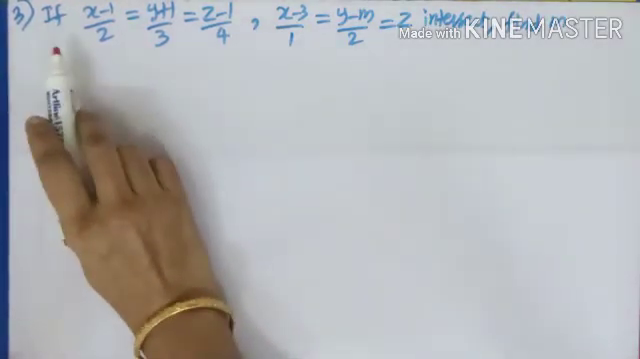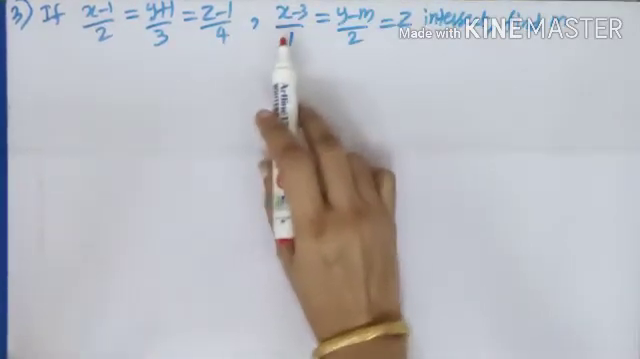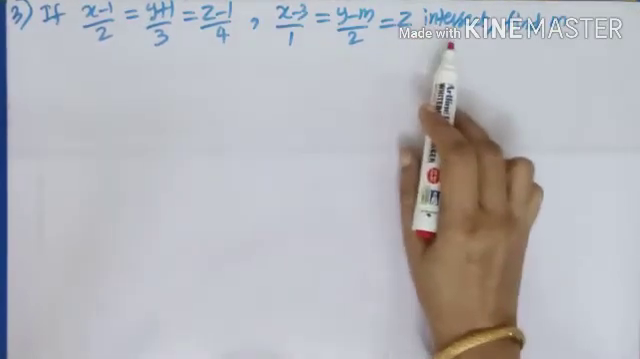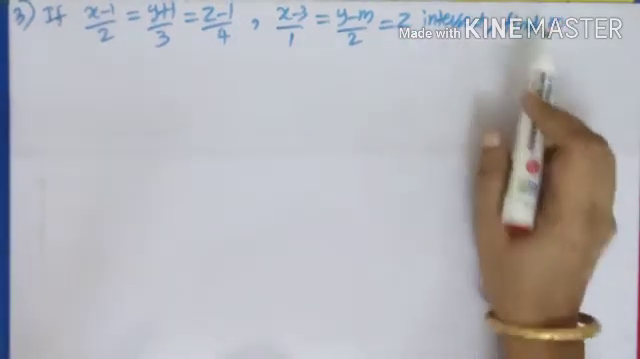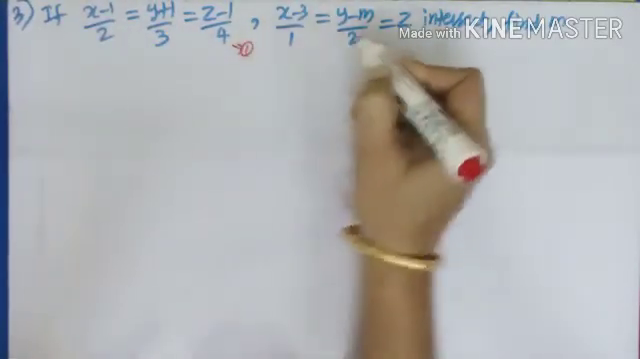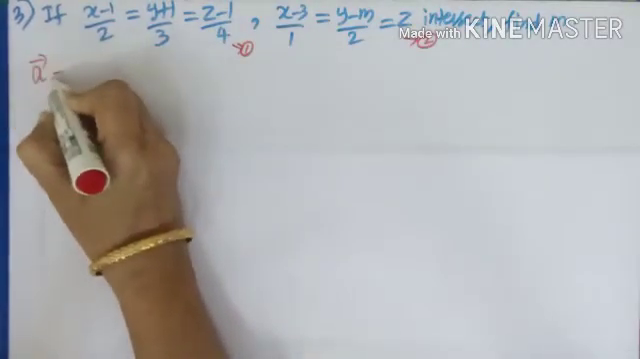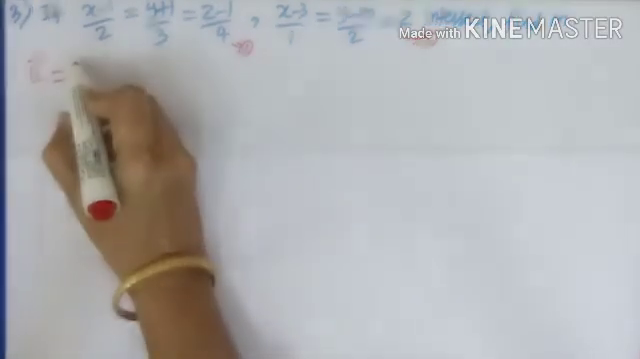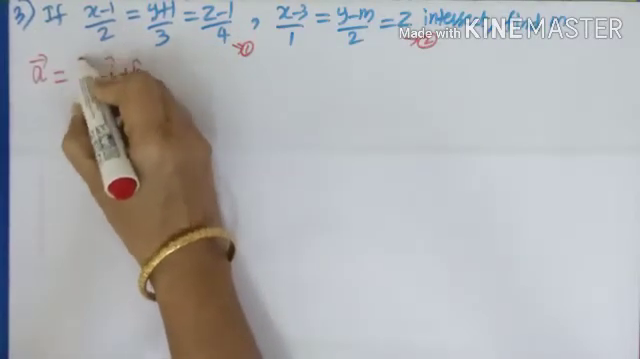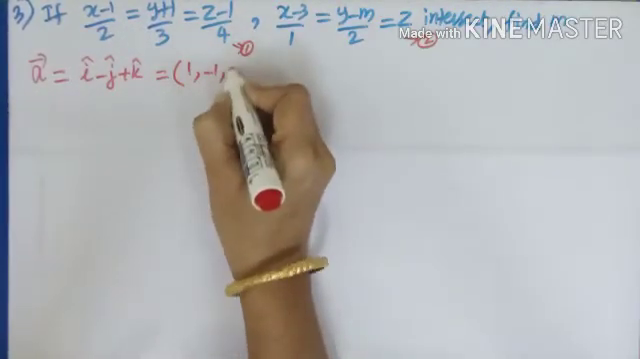Question number 3. Given x minus 1 by 2, y plus 1 by 3, z minus 1 by 4 and x minus 3 by 1 equals y minus m by 2 equals z intersect at a point. Find m. Now from the first line, so call this first line and this second line. What is the point that I get? A vector, change the symbol. I get I minus j plus k. Or if I write point wise, it is 1, minus 1, 1.